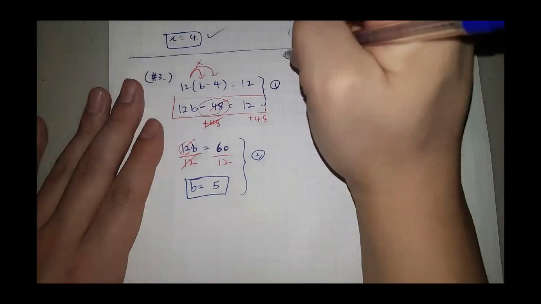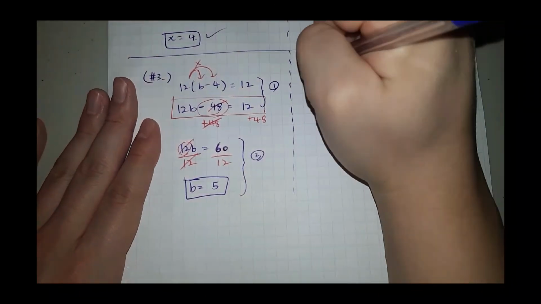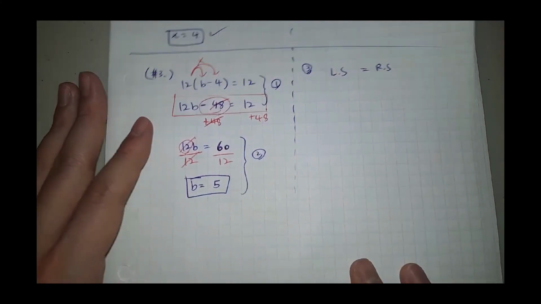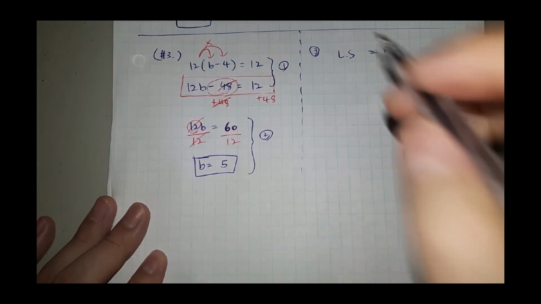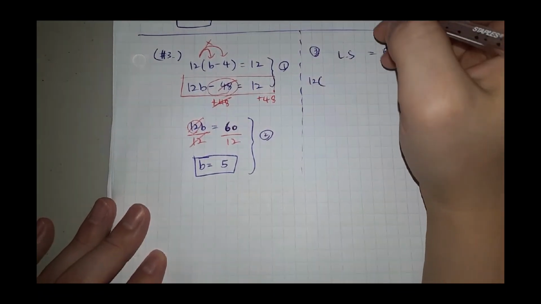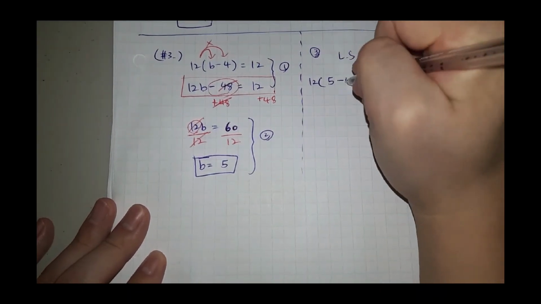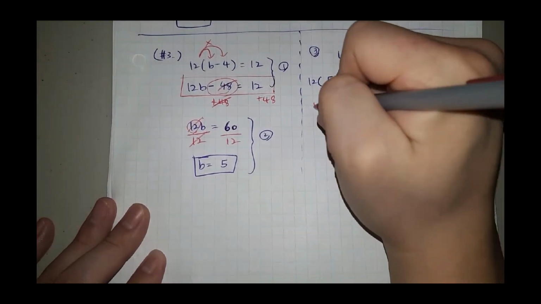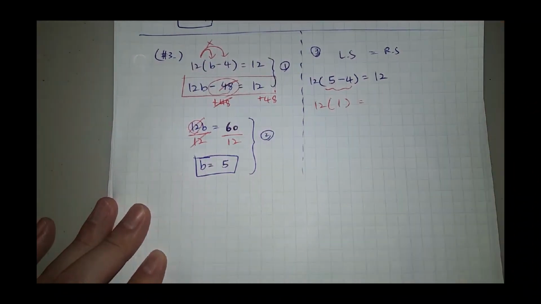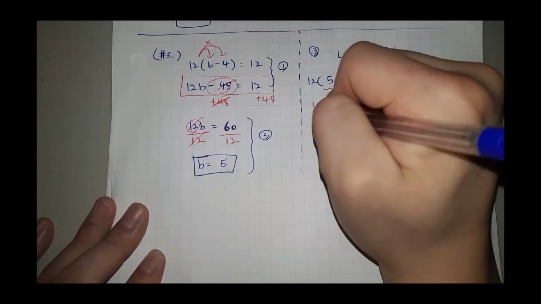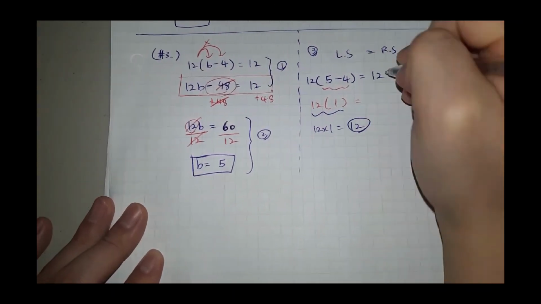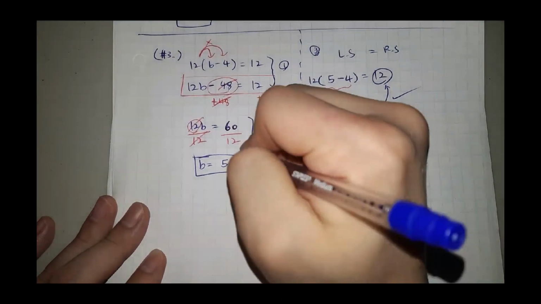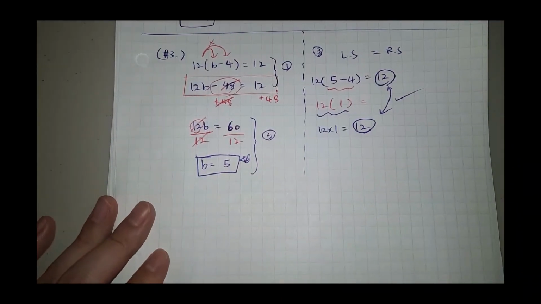Third step, verify. Substitute; left side and right side should be equal. So let's do this. 12 bracket open, it was b minus 4, but b was 5. So if I do what's in the bracket, that's 12 times the bracket 5 minus 4, which is 1. 12 times 1 is 12. Left side and right side agree. So that means b equals 5 is your solution.